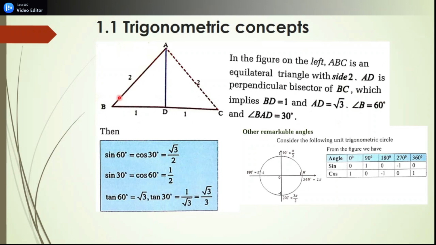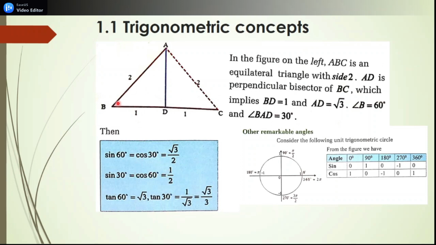Start from sine of 60 degrees, which is equal to opposite side square root of 3 over hypotenuse 2. As you consider sine of this other angle, this is 30 degrees. Sine of 30 degrees is equal to opposite side over hypotenuse, as here it is 1 over 2.